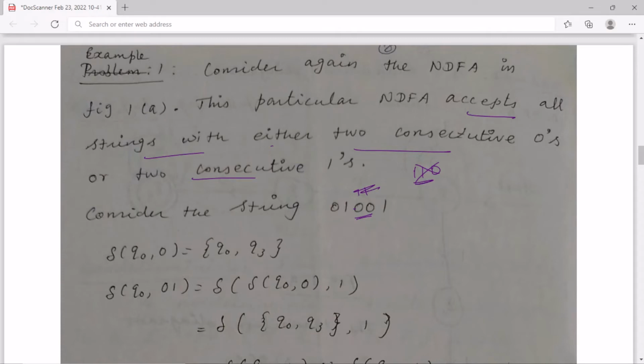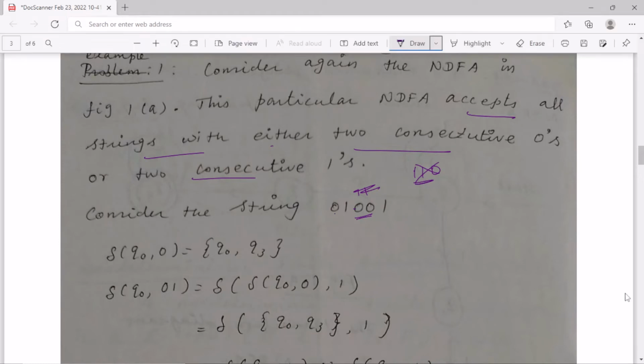So now let me take this example. Let me take the string as 0 1 0 0 1 0 1 0 0 1. Now we are going to verify whether this string is accepted by this NFA or not. For that, as usual, we start at the initial state. Here the initial state is Q0. So in Q0, what is the first symbol? In the string, the first symbol is 0.